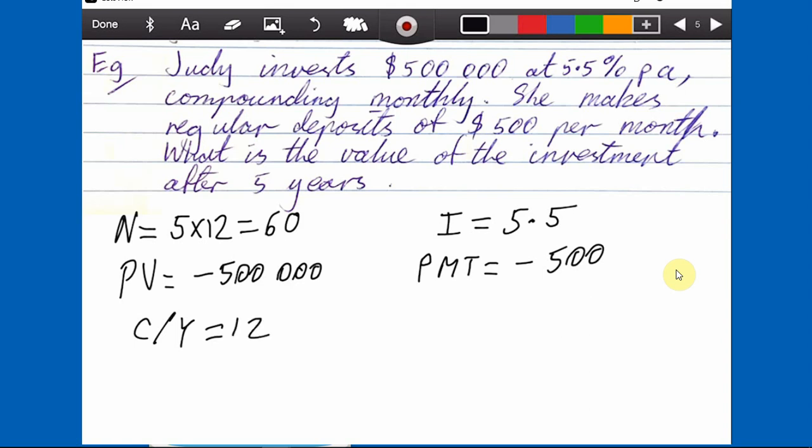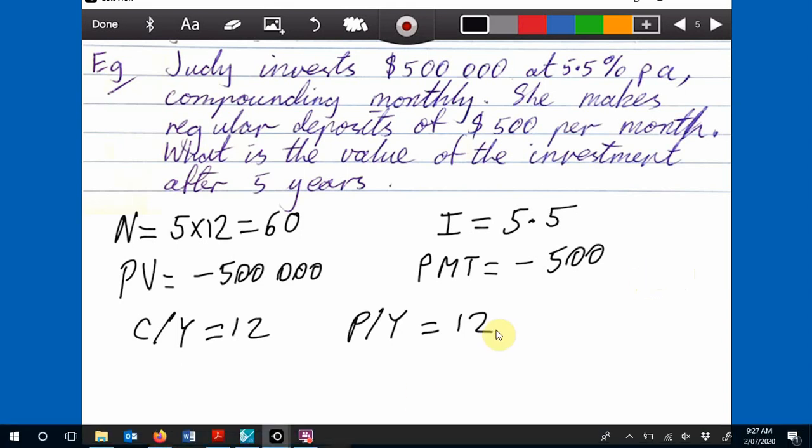All right, so compounding periods per year is 12 because it's compounding monthly. The payments per year, again, is 12. She's putting payments in monthly. And so now we go to our financial solver.